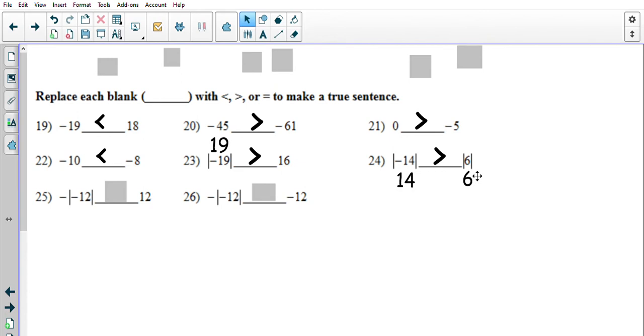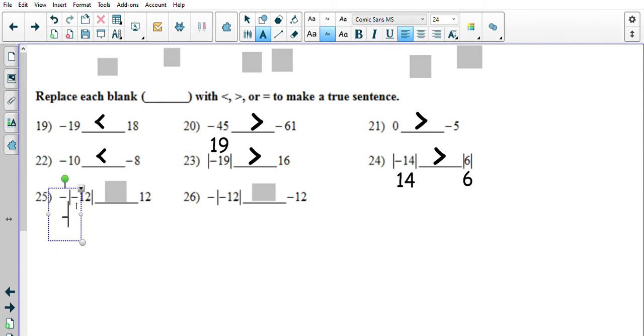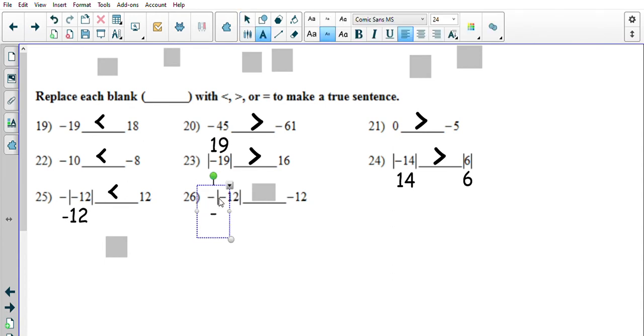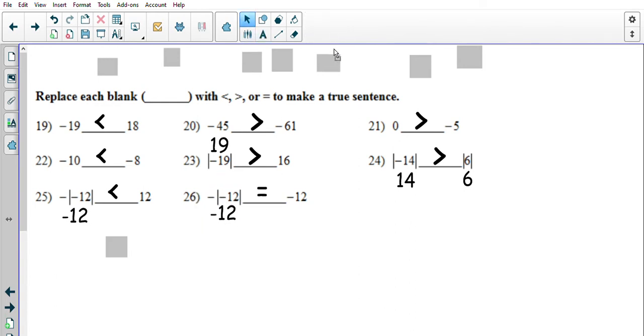Slide that up there. Number 25, the negative absolute value of negative 12 is negative 12 because of that negative outside. 12 is just 12. So negative 12 is less than 12. Number 26, we have that negative absolute value of negative 12 again, which is negative 12. So if I'm comparing negative 12 to negative 12, most certainly these guys are equal. All right, moving right along.